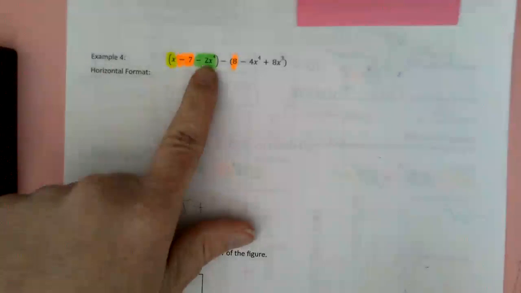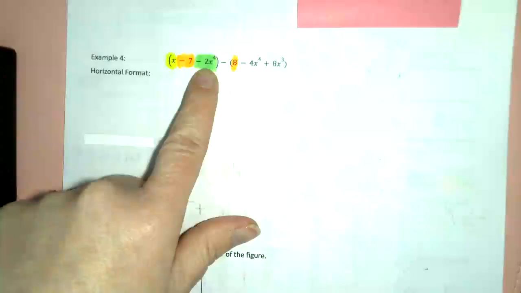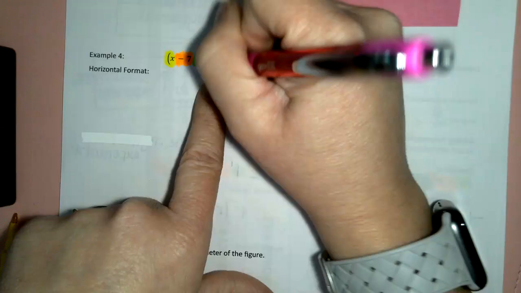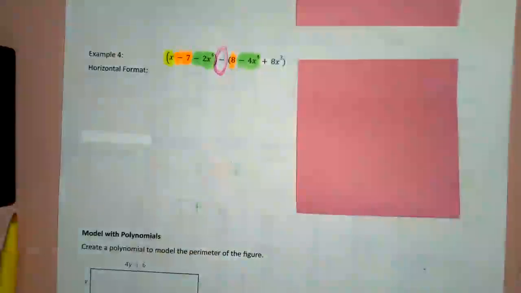What is like negative 2x to the 4th? Yeah, negative 4x to the 4th. And then the one that doesn't have anything like it is this one right here. And I don't have a pink to be able to highlight that. So I want you to circle your minus sign that's between the two polynomials. Again, super important. What is your highest exponent when I look all the way through here? Because that's the one that you're going to start with.